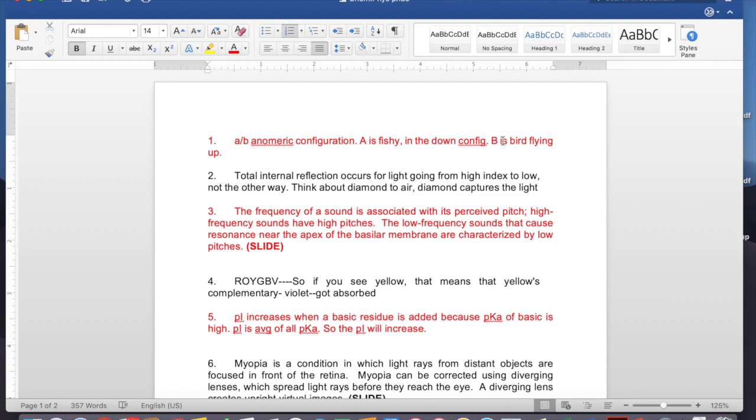And then beta is the bird flying up, so it's going to be in the up configuration. And if you look at beta, these two little semicircles look like wings. So beta is a bird flying up in the sky, so it is going to be the up configuration.